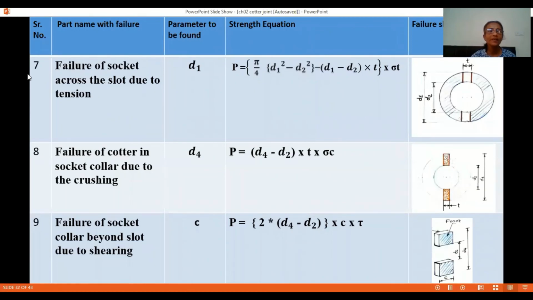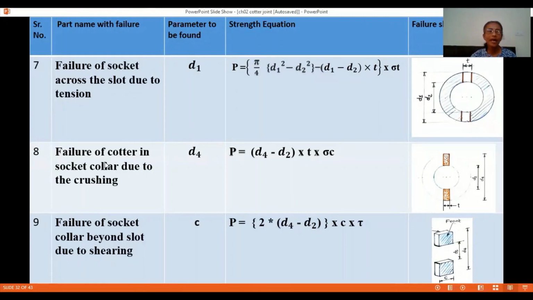So now we will see the seventh step, that is failure of socket across a slot due to tension. Here we have a failure sketch. With the help of this sketch, we can make the strength equation. P is equal to pi by 4 d1 square minus d2 square, minus d1 minus d2 into t, the whole multiplied by sigma t. And from this equation, we can find d1. How to find d1 from this equation? That I'll explain in my next lecture when I'll explain one numerical of the cotter joint.